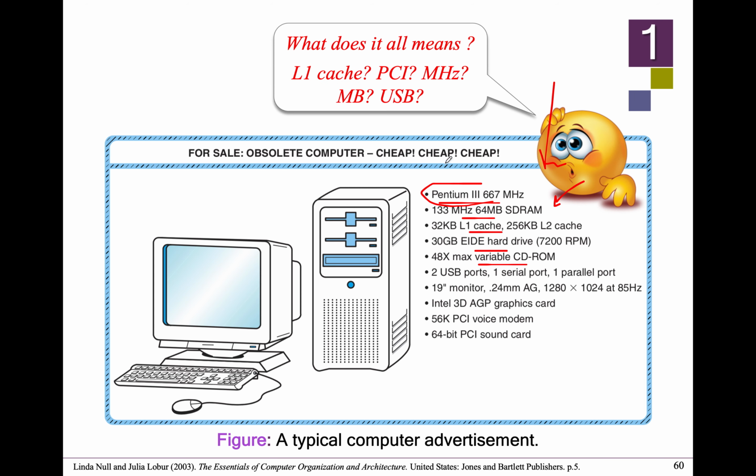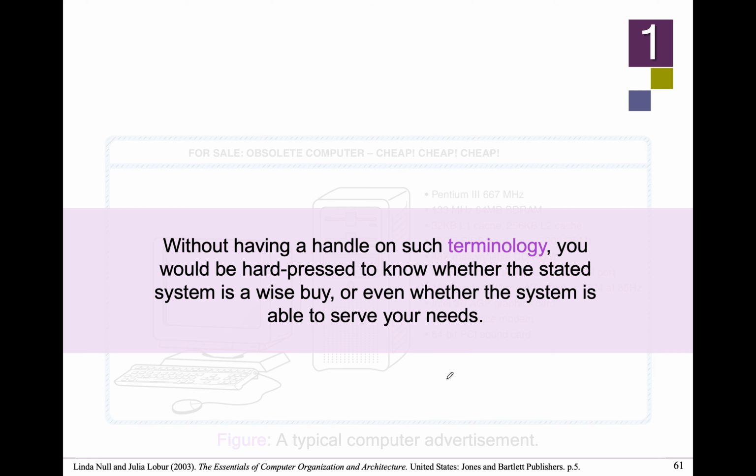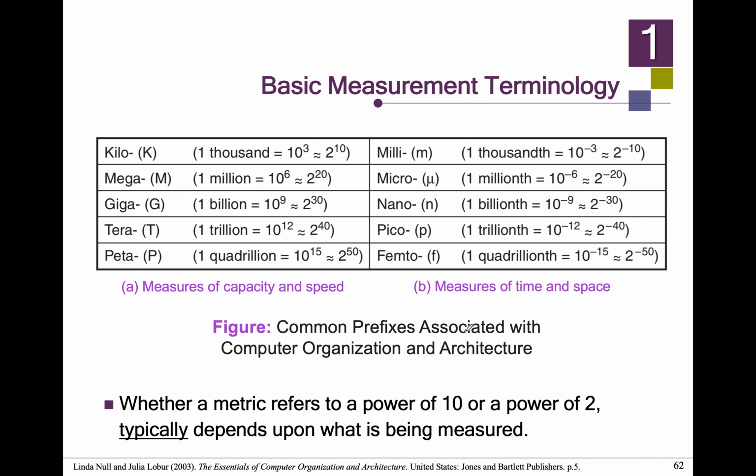So what does all this mean? Like L1 cache, PCI, megahertz, MB, USB. If you know and you learn from the COA subject, of course it's easy for you to handle buying a new laptop or new computer. Without having a handle on this terminology, you will be hard pressed to know whether the system is a wise buy, or even whether the system is able to serve your needs. So it depends on what job scope you want to do.